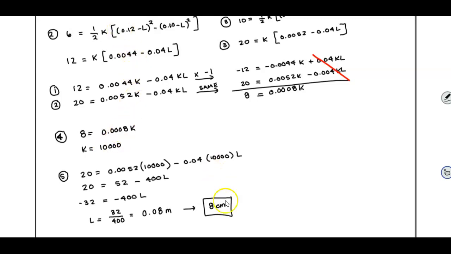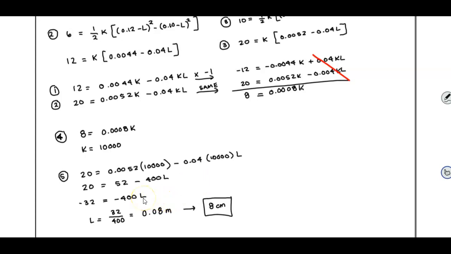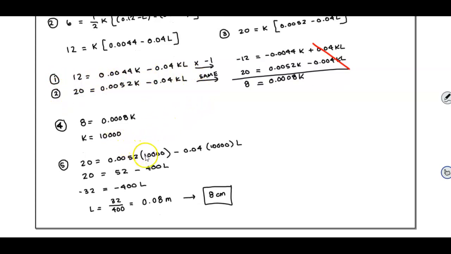So now we're going to plug 1,000 back into that equation to solve for L. You can use either equation 1 or 2 to solve for L. By plugging in 1,000 for k, we end up getting 20, which is equal to 52 minus 400 L. Subtract 52 from both sides, divide by -400. 32 divided by 400 gives you 0.08 meters. And then converting it to centimeters by moving the decimal place to the right twice tells you that the length is 8 centimeters.